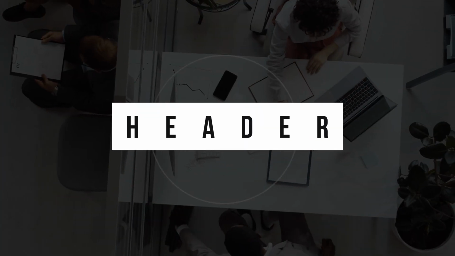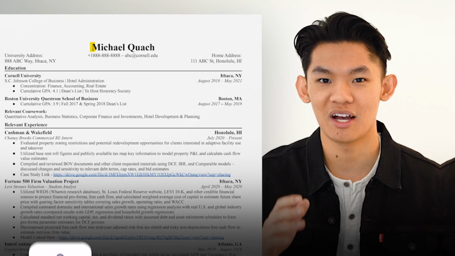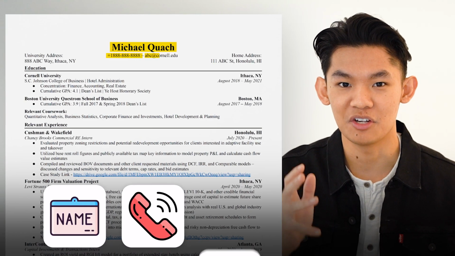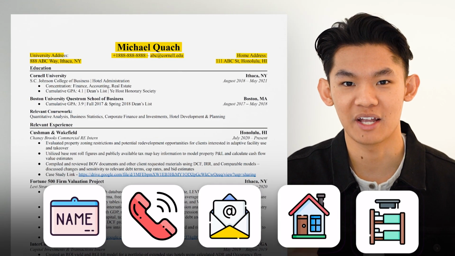Alright, let's start with the resume header. In my case, I kept my resume header pretty simple, so just make sure to include these 4 things. You want to have your name, your phone number, your email address, and your home and/or campus address.